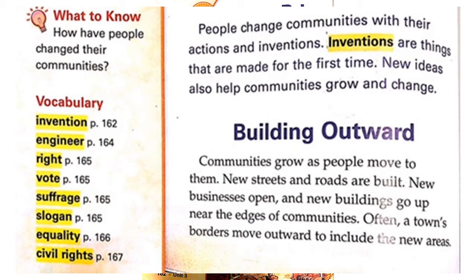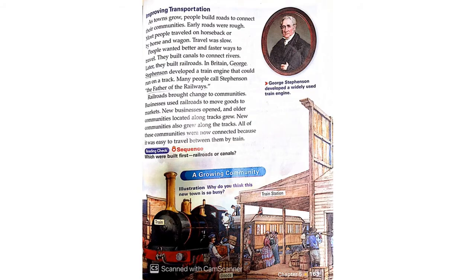And there is a title right there, Building Outward. Communities grow as people move to them. New streets and roads are built. New businesses open and new buildings go up near the edges of communities. Often, a town's borders move outward to include the new areas. On this page, we're going to see how people have improved transportation in their community.